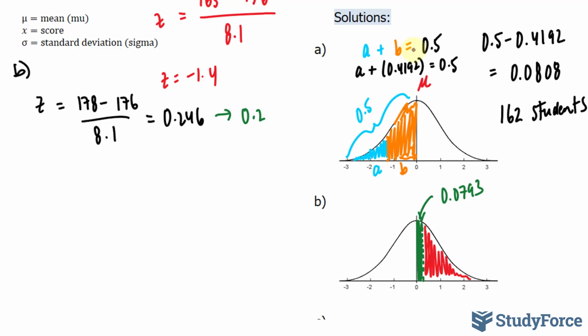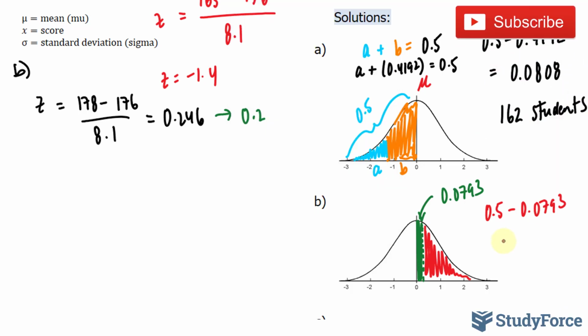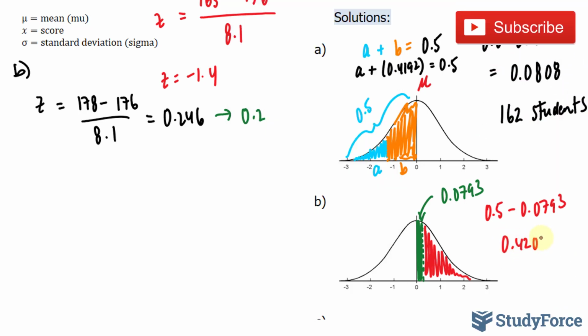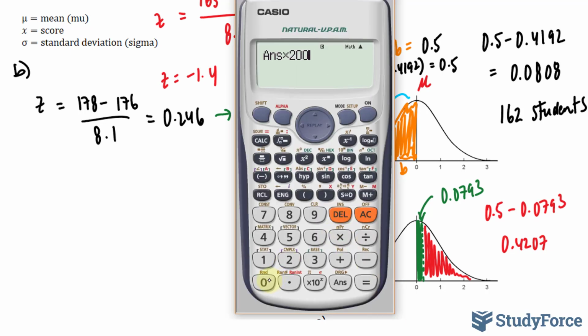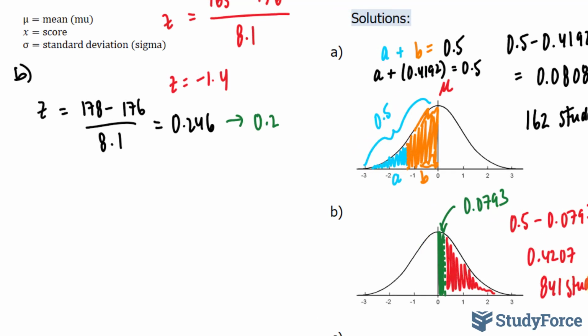Using the exact same logic as before, I'm going to take 0.5 because that's the area from here to the end, and subtract 0.0793 using my calculator. 0.5 minus that number gives me 0.4207. So nearly 42% of the students are taller than 178 centimeters. I'm going to take this value now and multiply it by 2,000. That will give me an exact amount of students, which is equal to 841.4. So 841 students are taller than 178 centimeters, those that were surveyed.